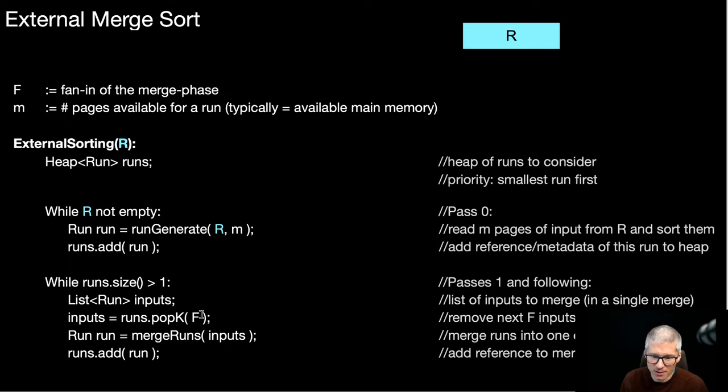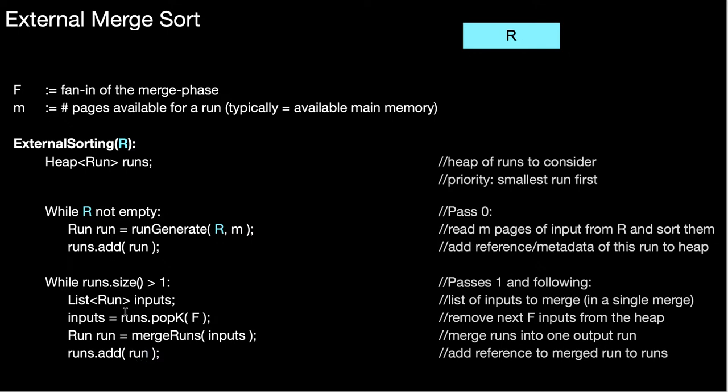Why F? This is a shortcut for saying, this is a fan-in. You remember we had fan-out, when talking about B-trees, children of a node in a B-tree. This is fan-in. This is like the opposite, saying I merge F runs at a time. In the example, F was equal to two, but this can be anything greater or equal to two. So it could be 10, whatever. So maybe I remove the 10 runs with the smallest size from the heap. Those are my inputs. And for those inputs, I call a merge operation. I merge those runs, which yields one final run. This run is then added, or the metadata for that run is then added to the heap again.